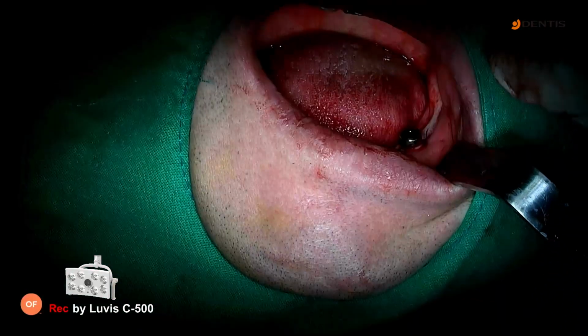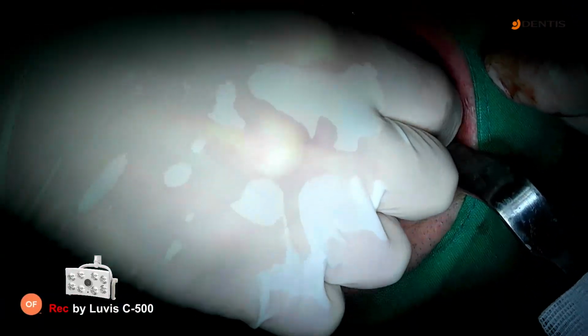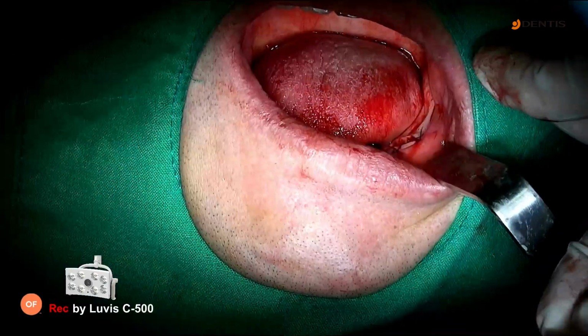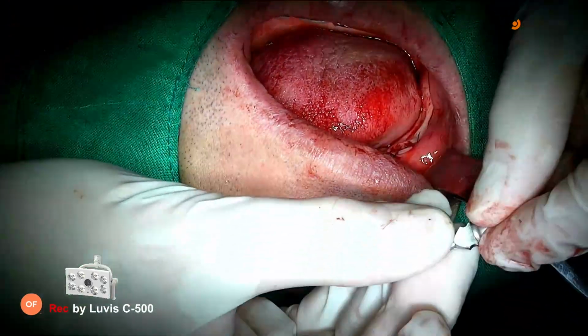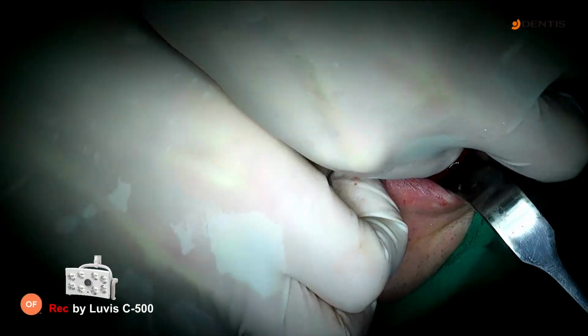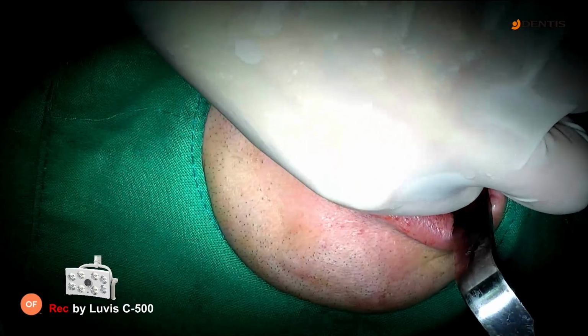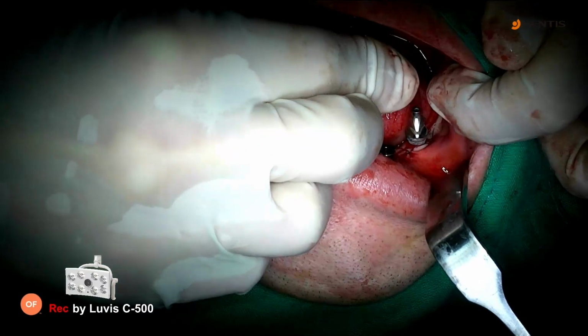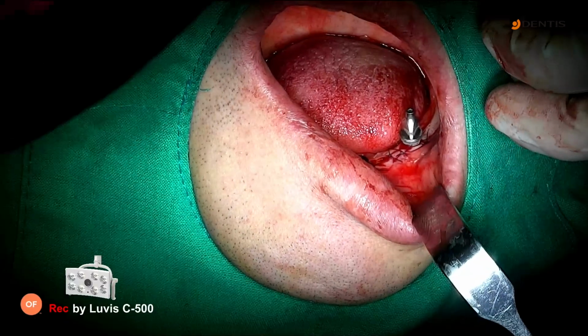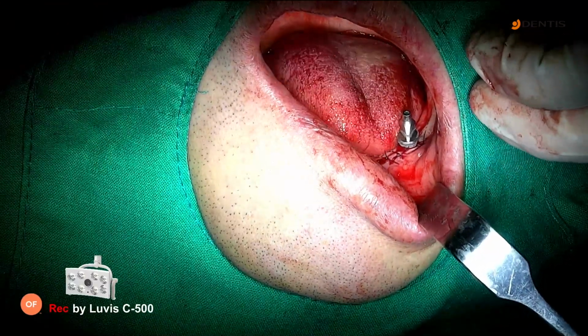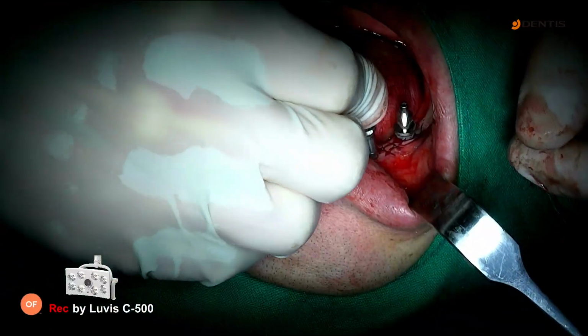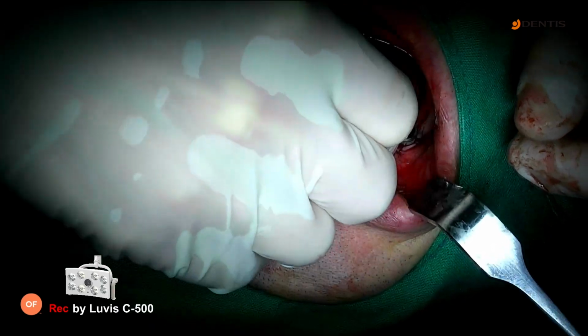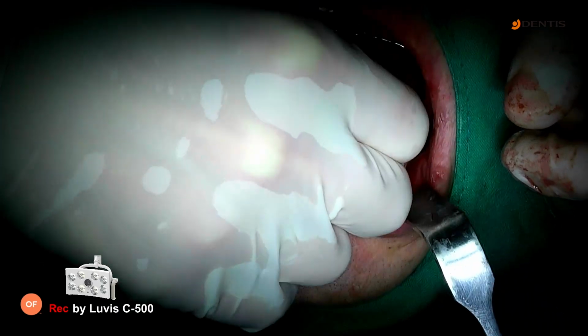Okay, this is the first healing cap. Change to the impression coping. This is the Dentis impression coping. This is the hex type, so you can place it by finger because you can feel the hex engagement. And the second healing cap, change it one by one. So this is the second impression coping. Also, you can feel the engagement to the hex. Okay.